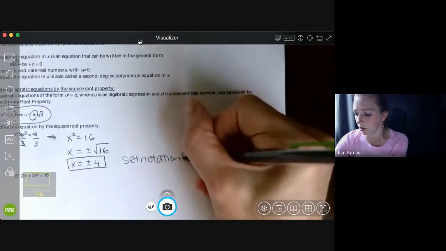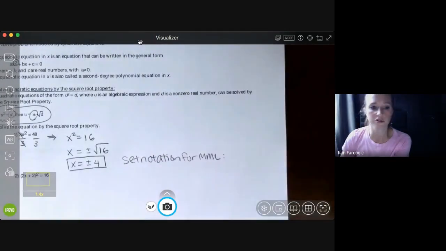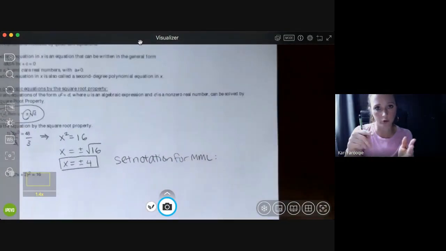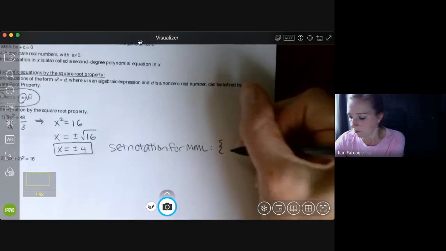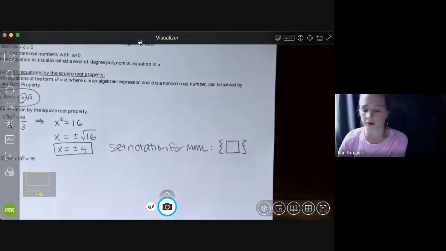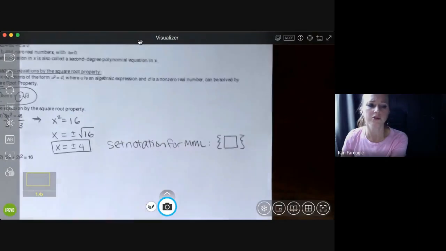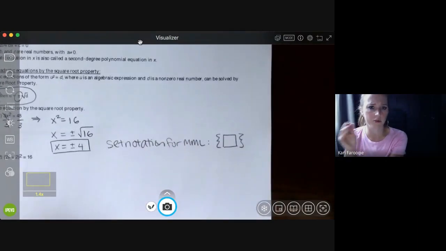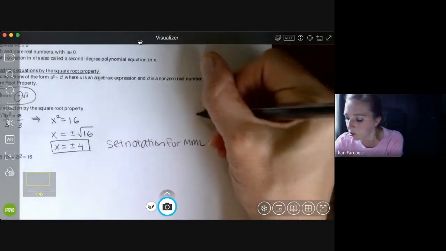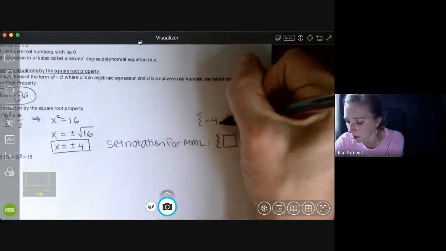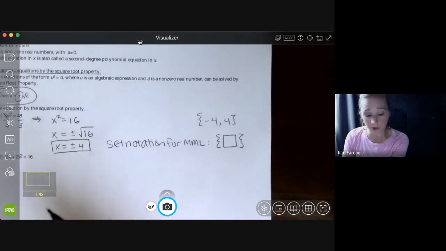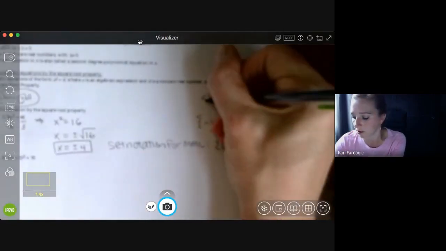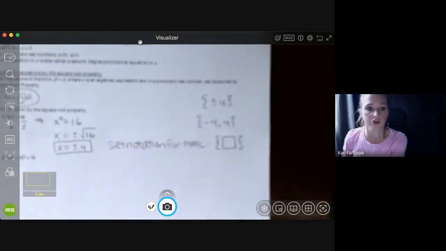So set notation for my math lab. Whenever you're solving equations, instead of having x equals and then an answer box, it's going to give you braces with an answer box. So you're just going to fill in the answer box. Most of the time in the symbol palette, there's a plus or minus button that you can use. And if you want to use plus or minus 4, that's fine. But you could also write your solution as -4 and 4. So you can write it as 2 distinct numbers, or you can use the plus or minus sign. Either one of these should be acceptable.